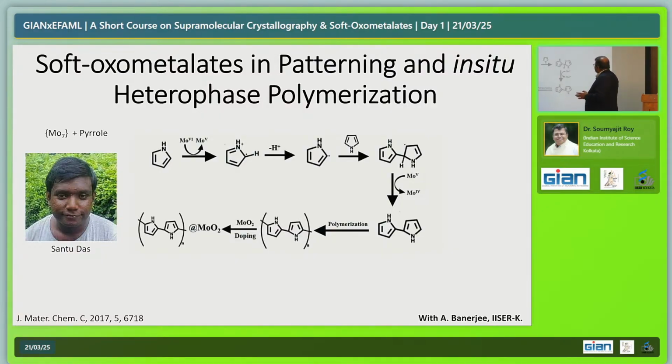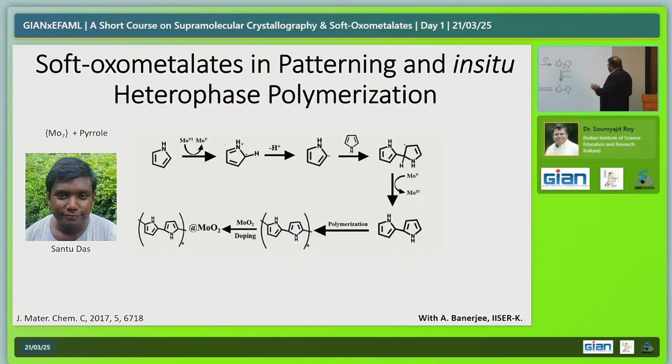So what we saw is that there is a creation of a pyrrole radical, which would then combine with another pyrrole unit, with the conversion of this reduced MO5 into further MO4, and then that would lead to a kind of clicking, and then you have a full polymerization.